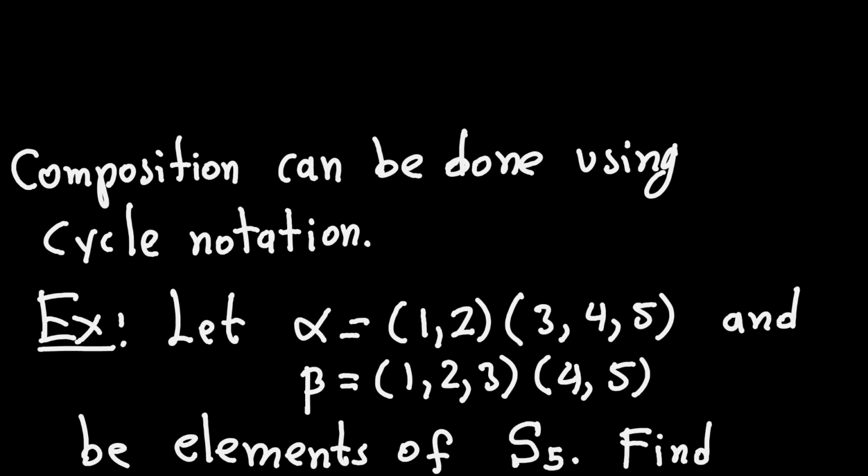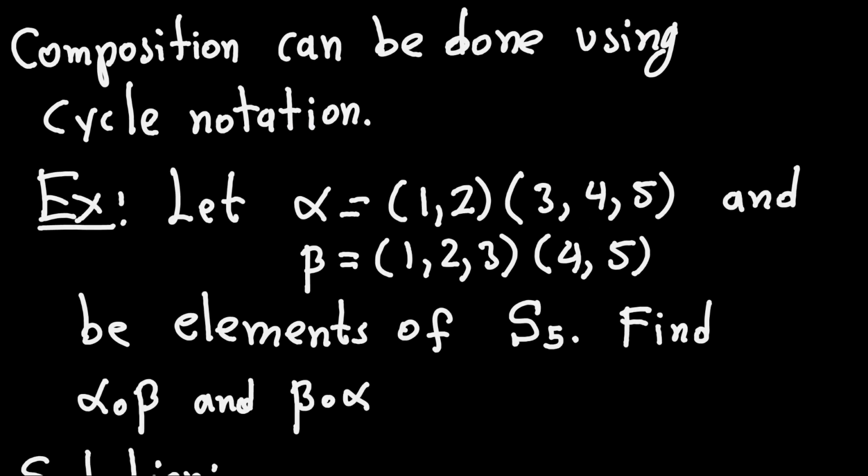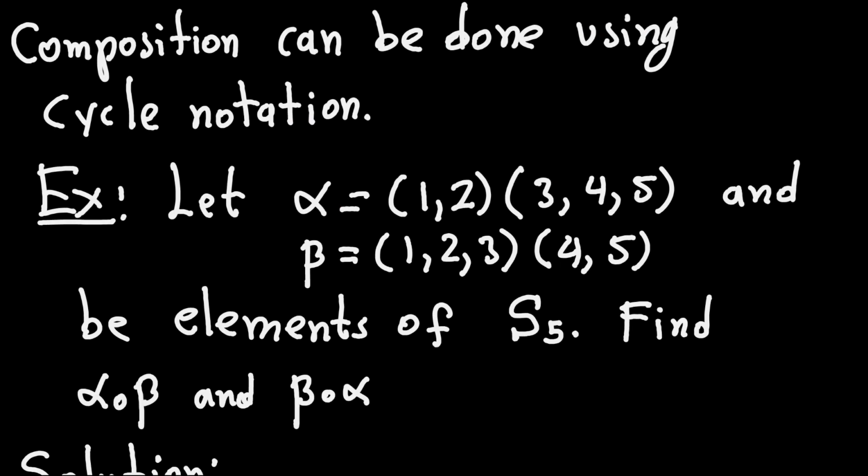Now when you have the cycle representation, there is a way to make things a little bit easier when you need to do the composition. So composition can be done using the cycle notation. Let's look at this example. Let's say we have alpha, which is this permutation, and beta is this other permutation, and both of them are elements of S5. So they are bijections of the elements 1, 2, 3, 4, 5, and this is how each permutation is defined. Here 1 goes to 2, 2 goes to 1, 3 goes to 4, 4 goes to 5, and 5 goes to 3. And the same idea for the other one.